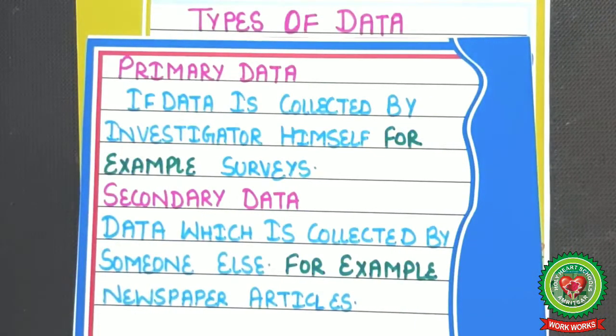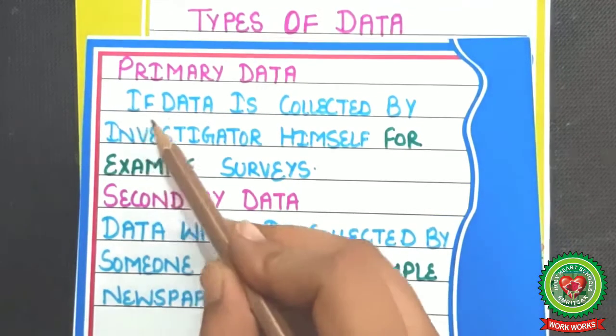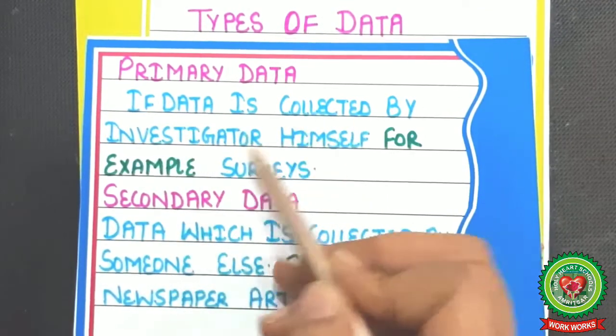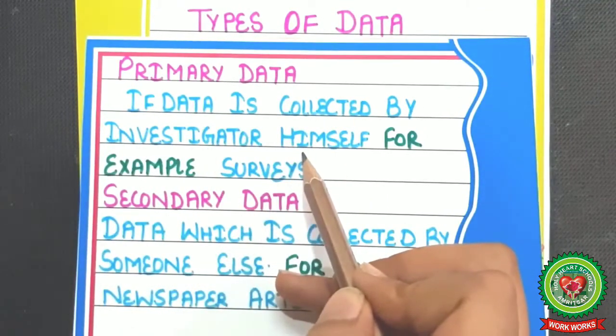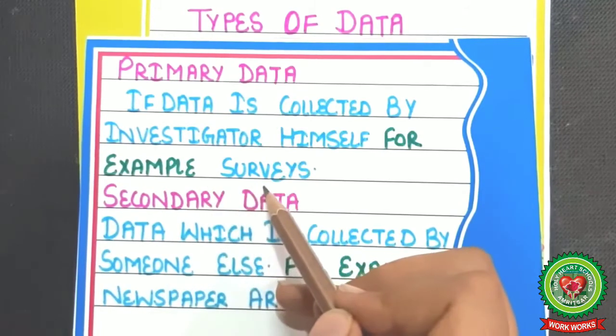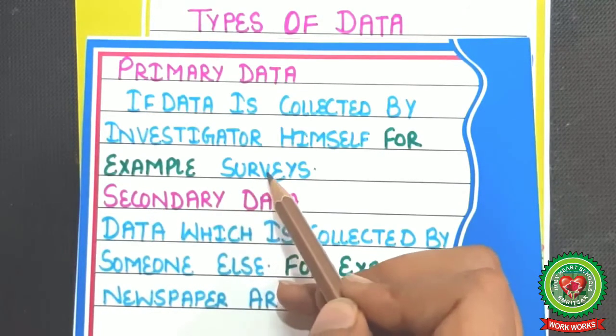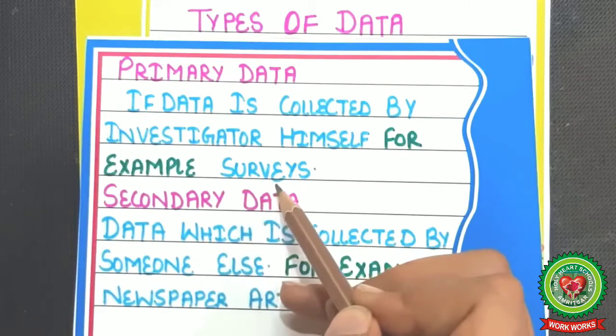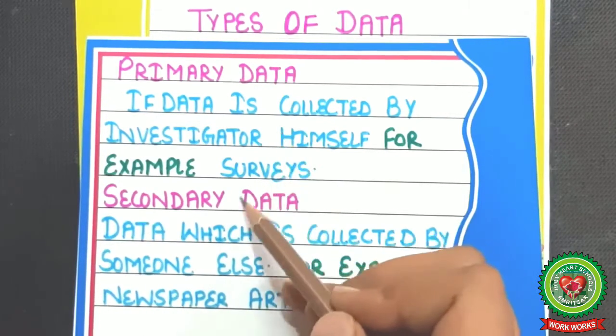Now, let us discuss the types of data. Data is mainly of two types, that is primary data and secondary data. Now, let us understand what is primary data. Primary data is data collected by the investigator himself. For example, surveys. In surveys, the surveyor himself or herself collects the data.